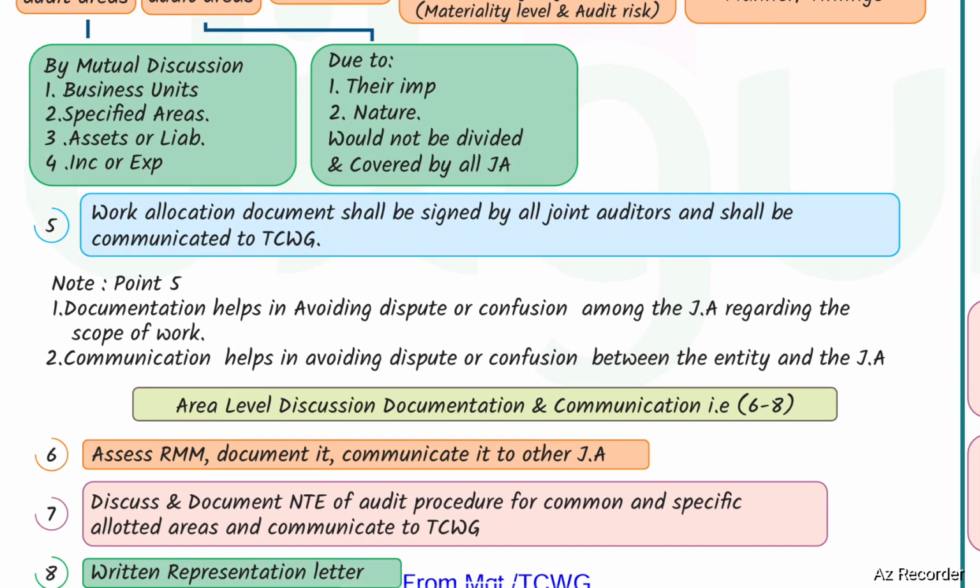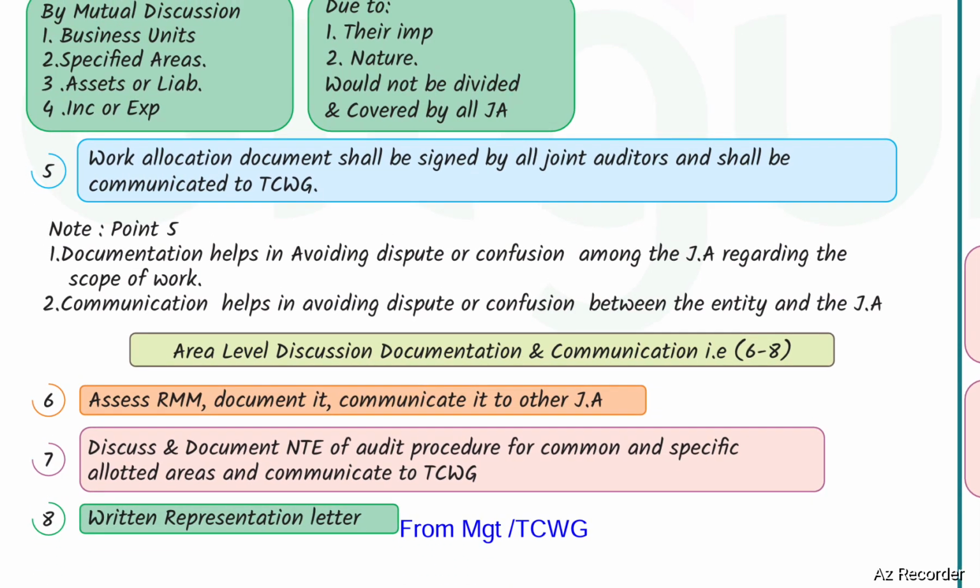Area level discussion, documentation, and communication should be done. Assess the risk of material misstatements, document it, and communicate it to the other joint auditor. Discuss and document the nature, timing, and extent of audit procedures for common and specifically allotted areas and communicate to those charged with governance. Obtain a written representation letter from management or those charged with governance.